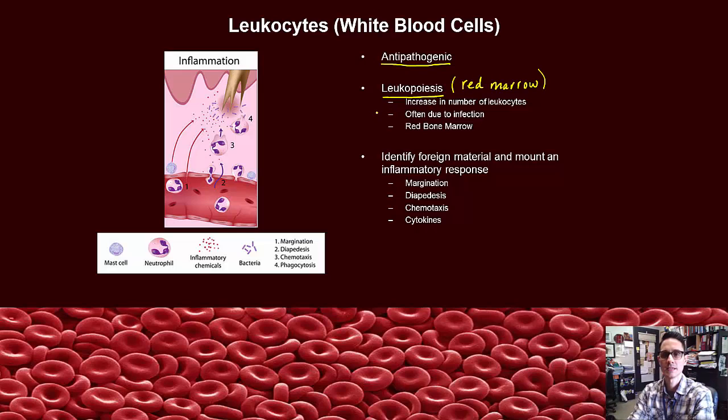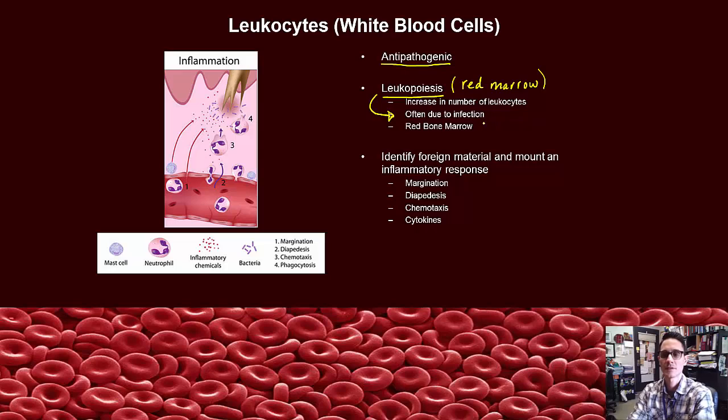What's going to stimulate the increase of leukopoiesis? Well, we saw that erythropoiesis was stimulated really largely by a hormone called erythropoietin. All right, leukopoiesis is going to largely be stimulated by our exposure to pathogens.